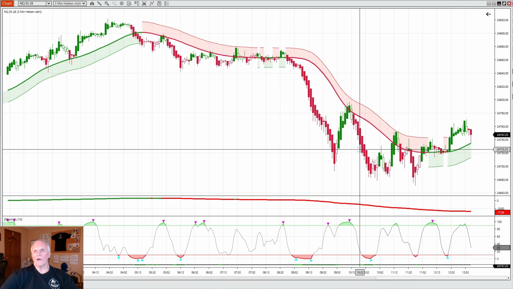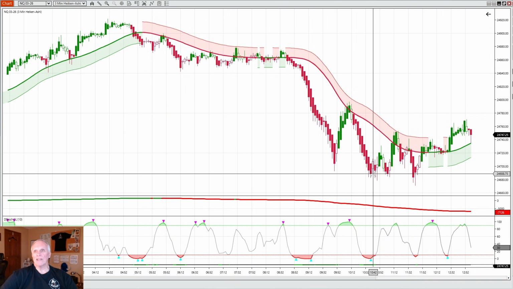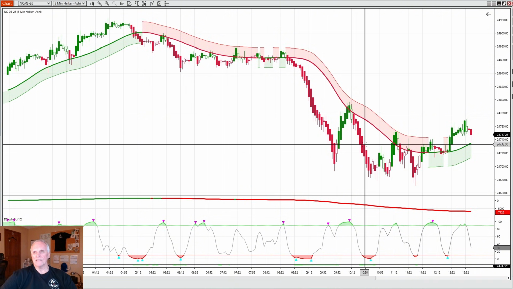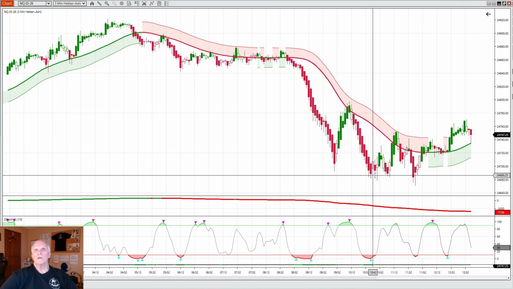And I got short somewhere around here. Took one off right in this area, took another one off on this little bounce back up, got shaken out of a really good trade, left a lot on the table. It took me out to the tick right here on that second contract before it went on down. But that turned out to be a really nice trade. So that's that chart. Let's take a look.